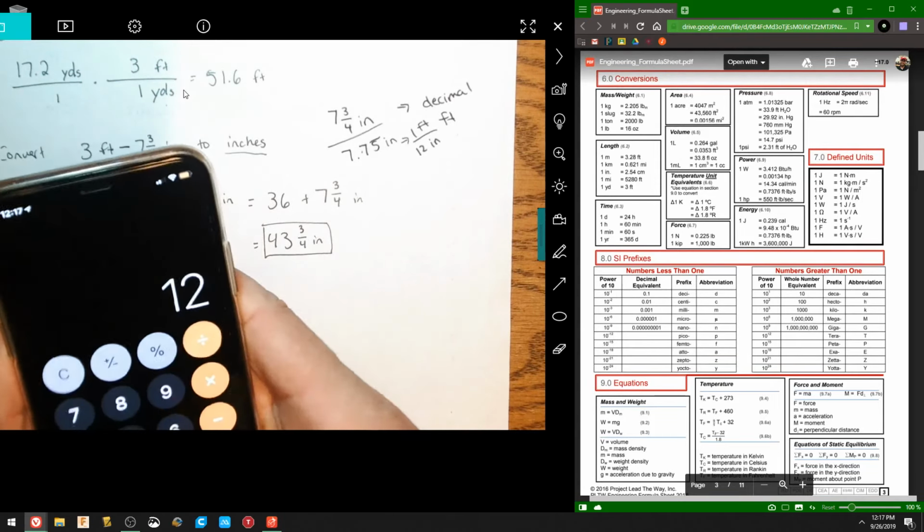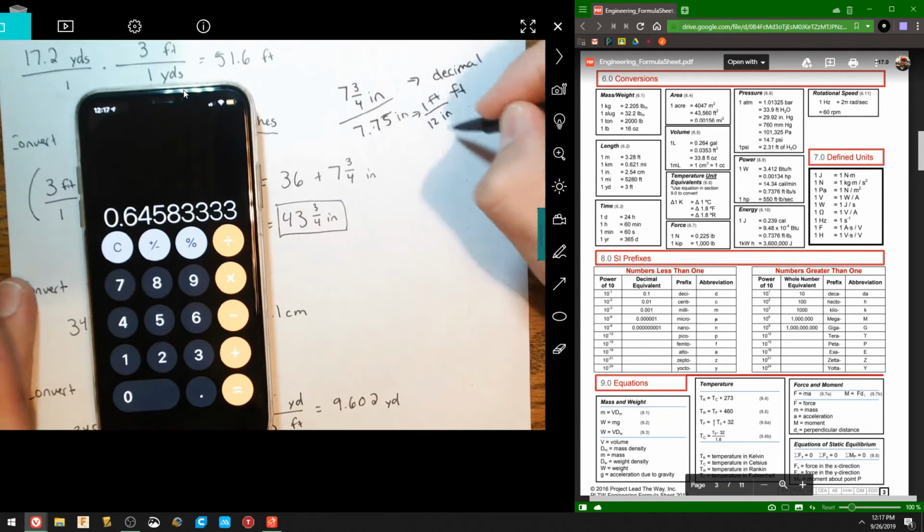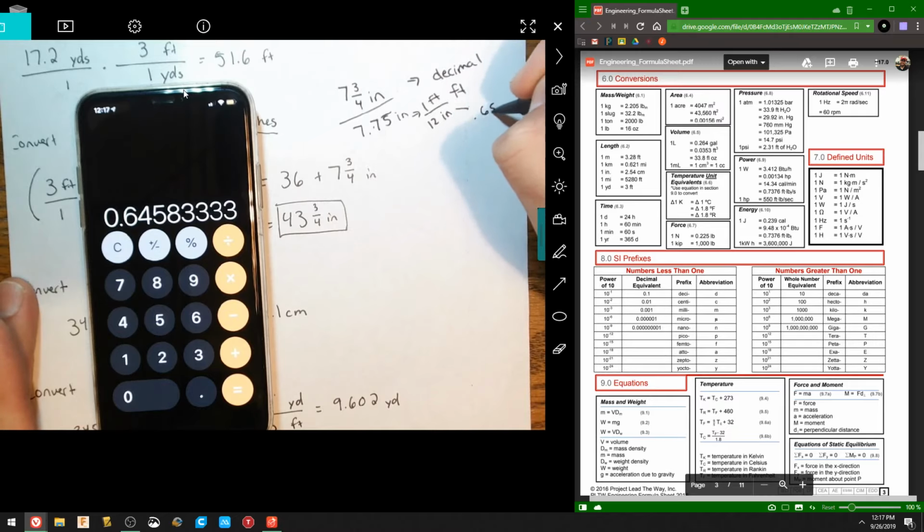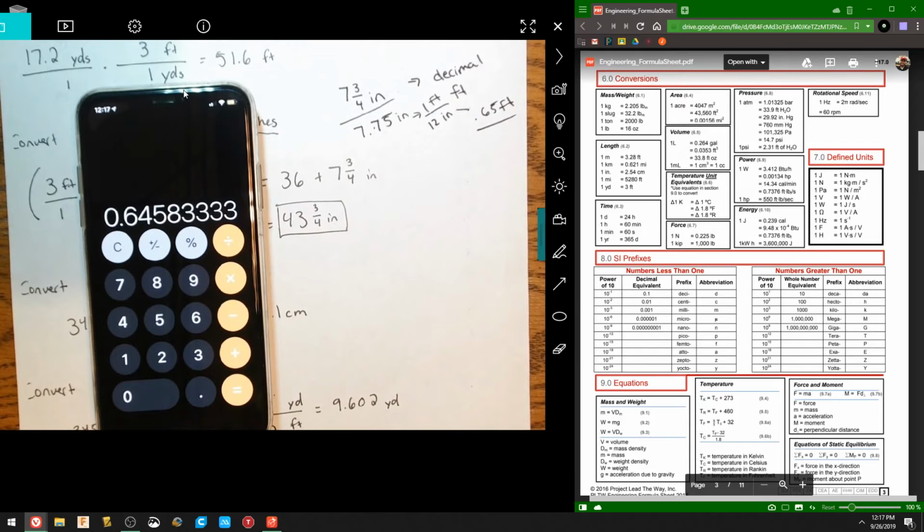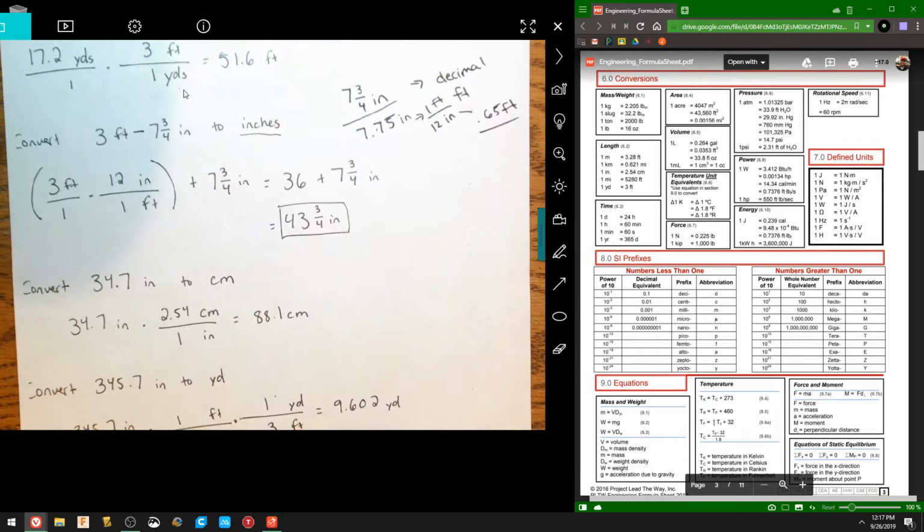7.75 divided by 12 gives you 0.6, and you can just round up to 0.65 feet. They'll ask you that on the test today, so make sure you understand what that's saying. Okay? On the test. The activity.